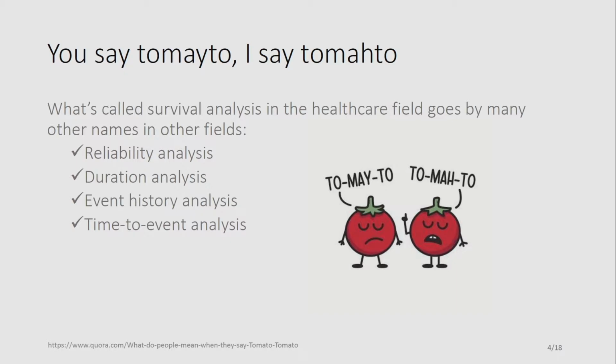So like I just mentioned, survival analysis is common in a lot of different fields, and so that means it goes by a lot of different names. And we call it in healthcare survival analysis most of the time, sometimes time to event analysis, but it can also be known as reliability analysis, duration analysis, or event history analysis. And so these are just some terms you can watch out for that could clue you in that there's a time component to something that you're reading about.